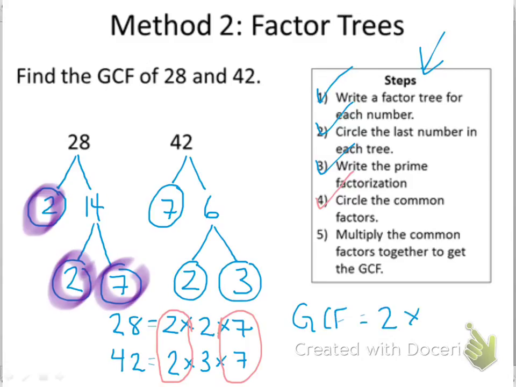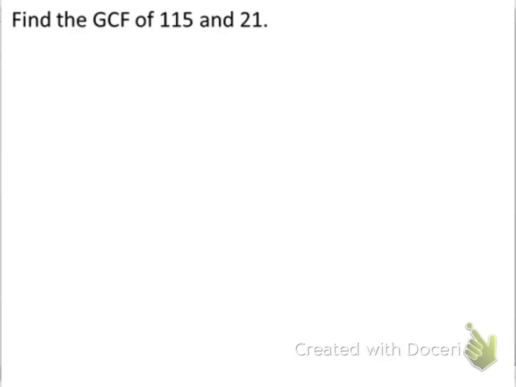And the next one is the 7, so I'm going to write 2 times 7. So their greatest common factor is 14. We're going to do another example, don't worry. This one is 115 and 21.